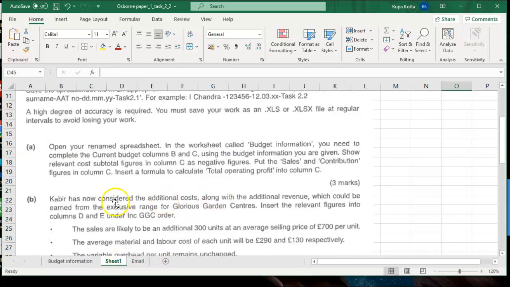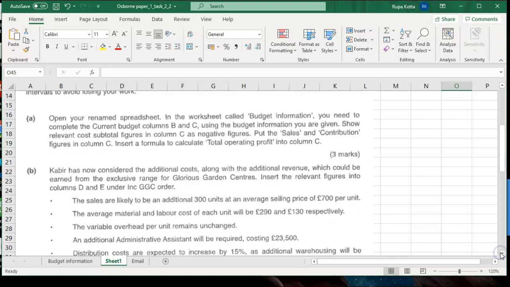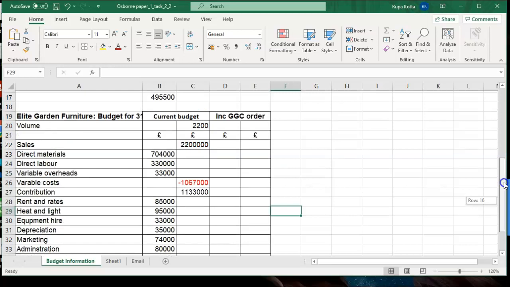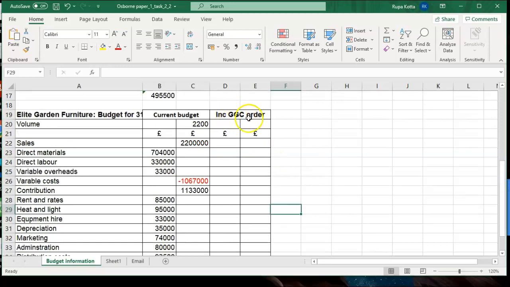Let's see the next part of the question. Kabir has now considered additional cost along with the additional revenue which could be earned from the exclusive range of Glorious Garden Centers. So he wants to change your budget figures, because maybe they want to sell something else, some new range called Glorious Garden Centers, and to do this they want to change some of the figures. Insert the relevant figures into columns D and E under the GGC order. So this GGC is the new section of the budget that we need to finish with the new information.